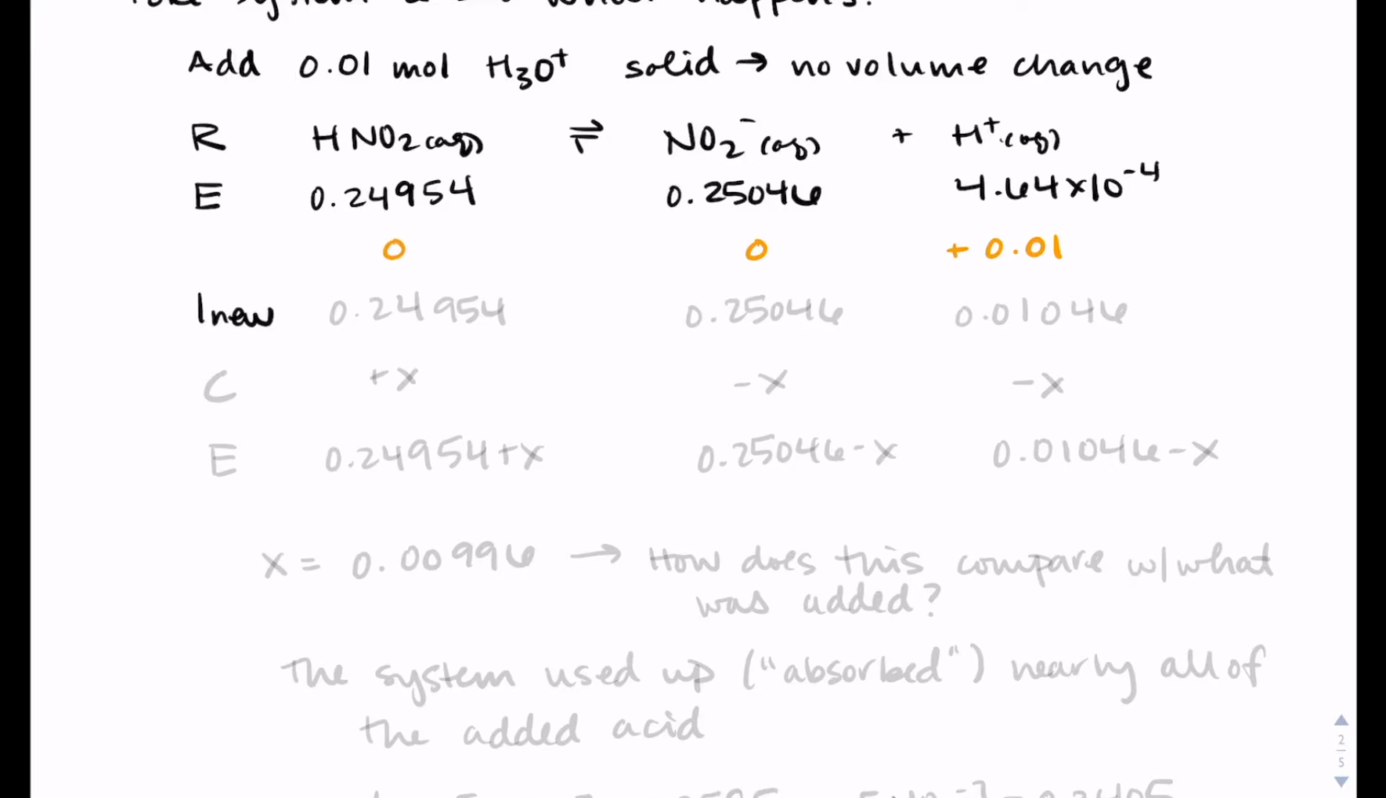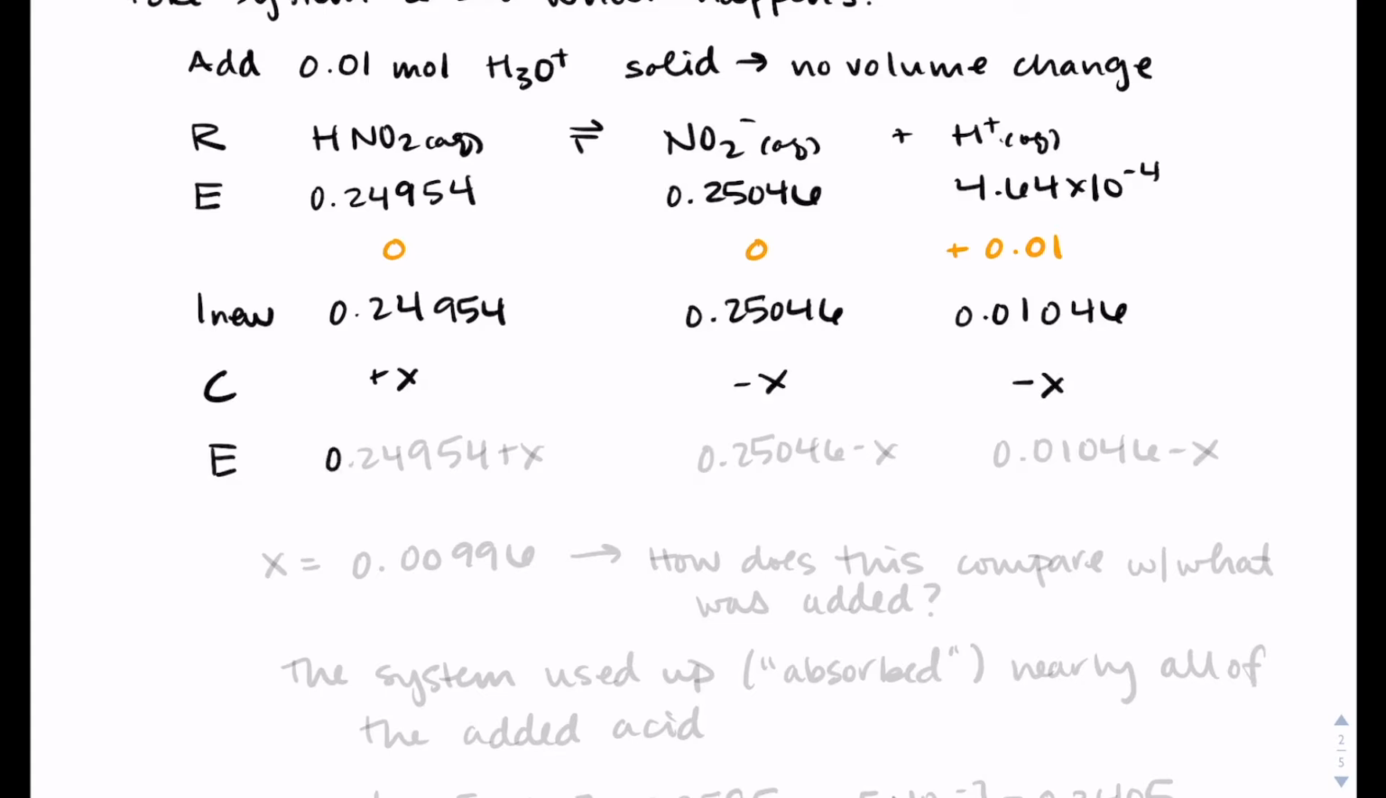So I'm going to add that to the H plus. Now you can predict what would happen here. Because this is an equilibrium, we're doing a perturbation, it's adding product, it should shift to the left. But we could go through all of the steps to figure this out. I've got a new initial row after adding that 0.01 molar of the H plus. So now if I calculated Q, it would tell me that this is going to move to the left.